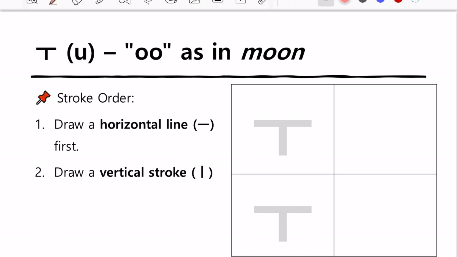Next time, we're going to learn U. U as in moon. Let's draw a horizontal line first. It's always going to be left to right. And then we're going to draw a vertical stroke. So horizontal line first, and then let's find the middle of the horizontal line and then draw one vertical stroke.